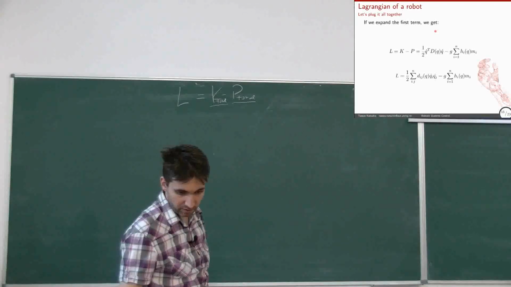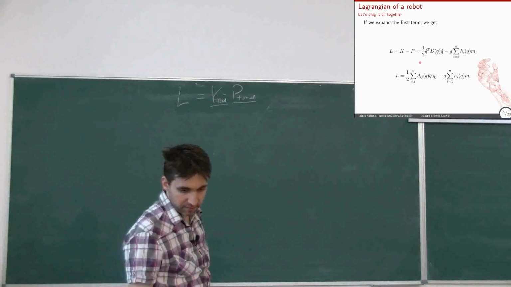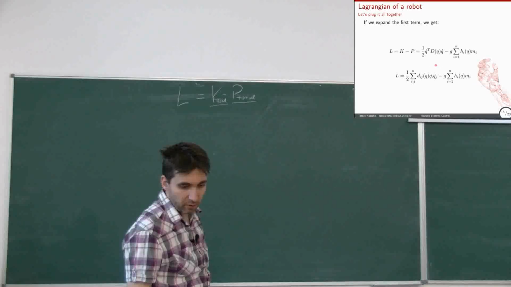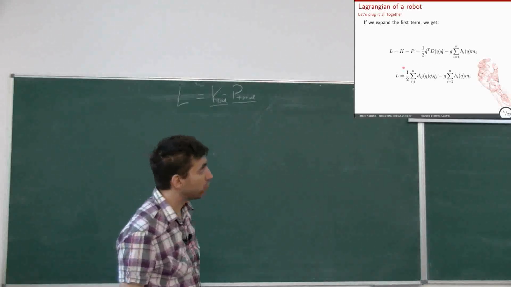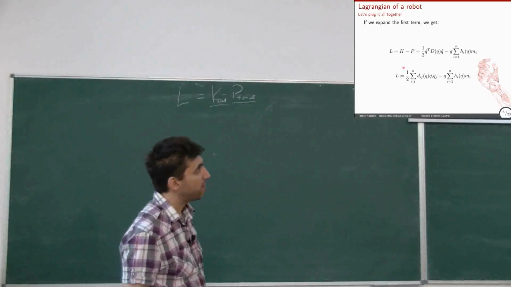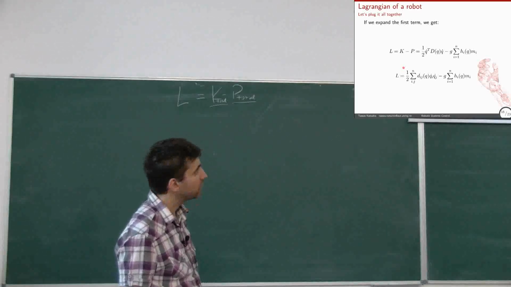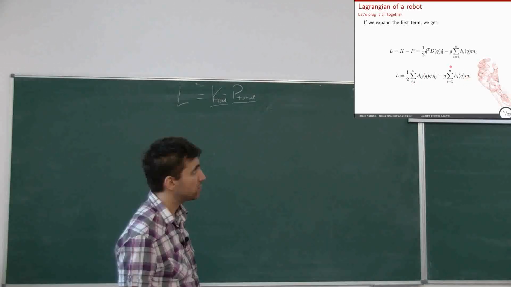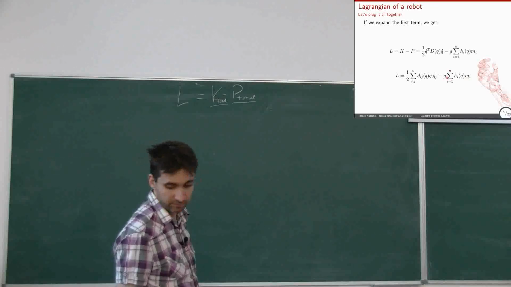Let's remember how the Lagrangian looked like. So here I want to derive this L with q. Which terms depend on q? Does this term depend on q? Yes, so I need to derive it. Does this term depend on q? As well, so I need to derive this as well.